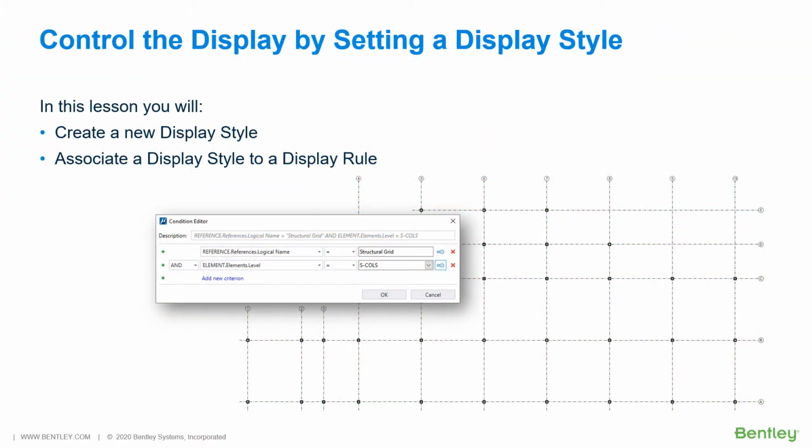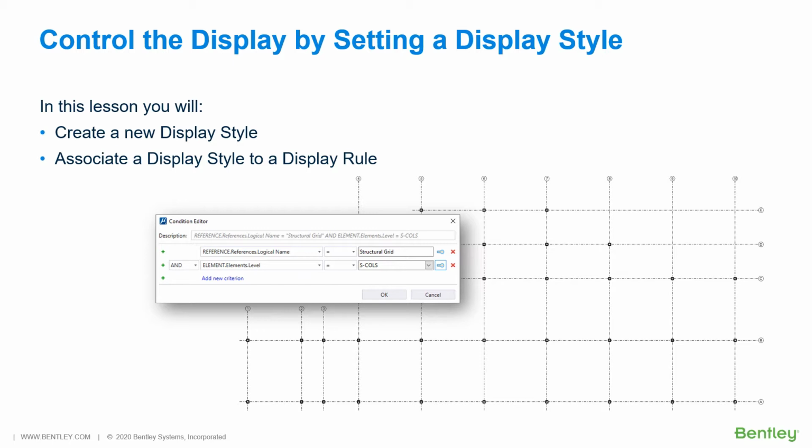Now that we have referenced the structural grid and displayed the appropriate levels, we will create a display style, which, in turn, we will associate to a display rule. A display rule is a set of display criteria that is processed on any view of a design model. Display rules allow you to control the symbology, appearance, and display of elements. This control is based on the property of the element, view, reference, or file.